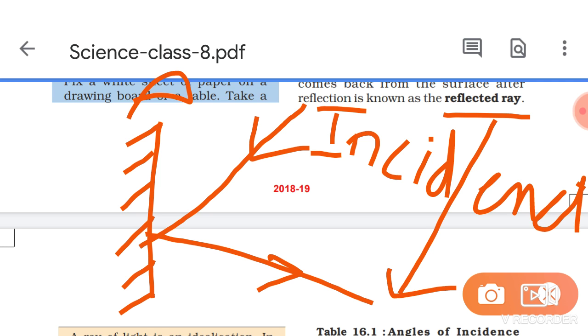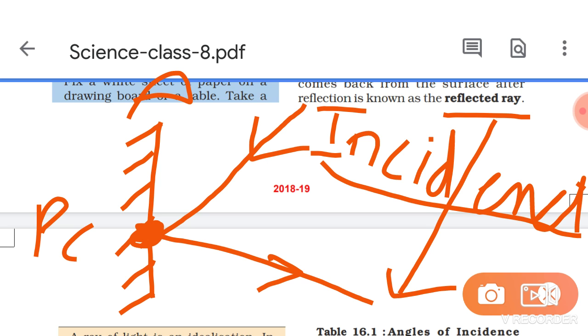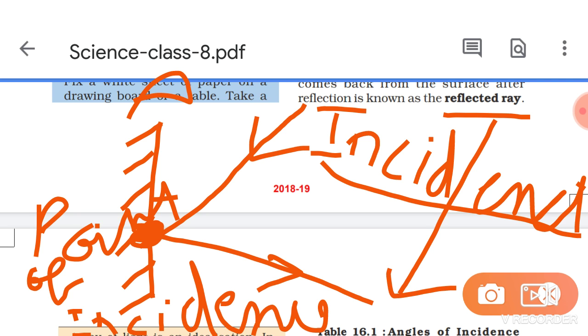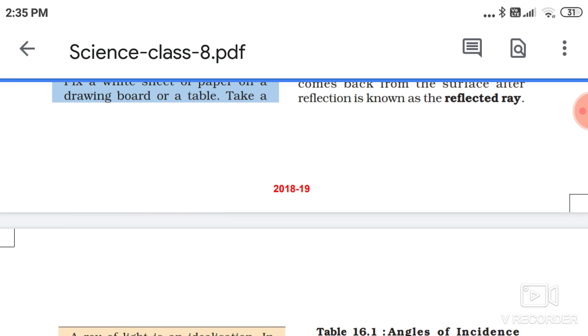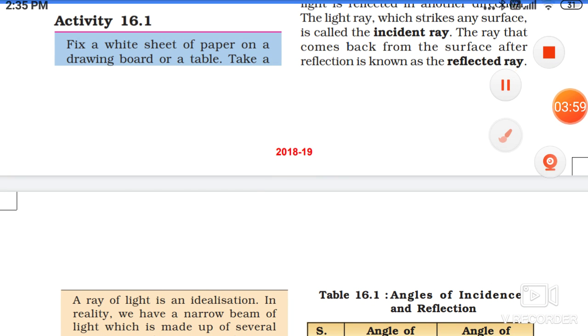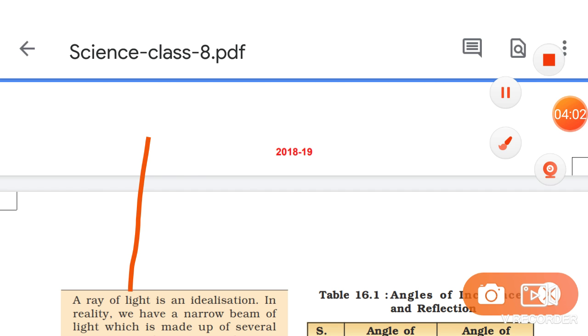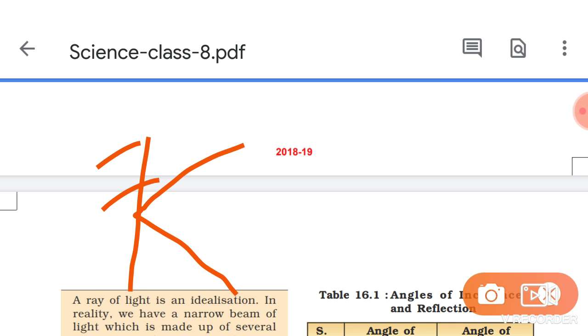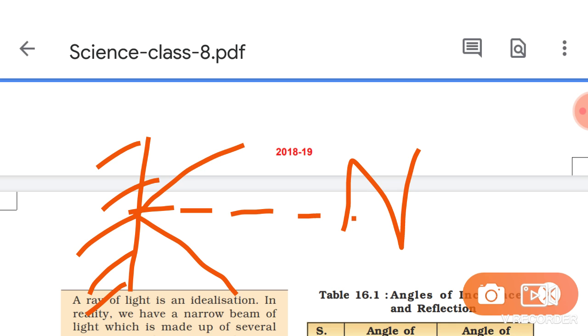Now this point where the incident ray is meeting the mirror is called the point of incidence. Okay, and now I'm moving ahead. An imaginary line perpendicular to the mirror at the point of incidence is called the normal, often named as N.